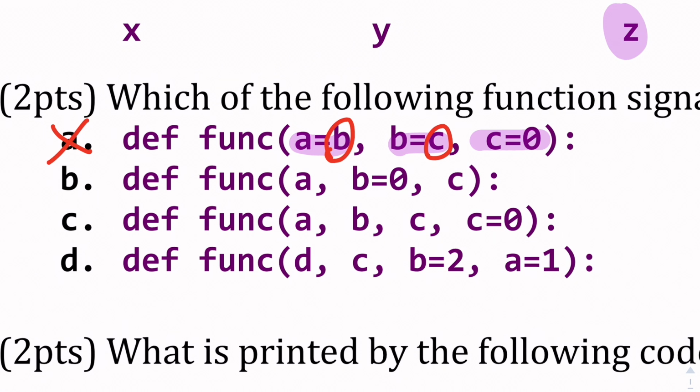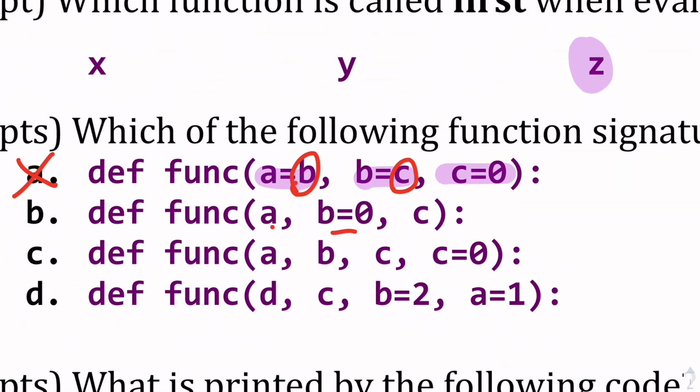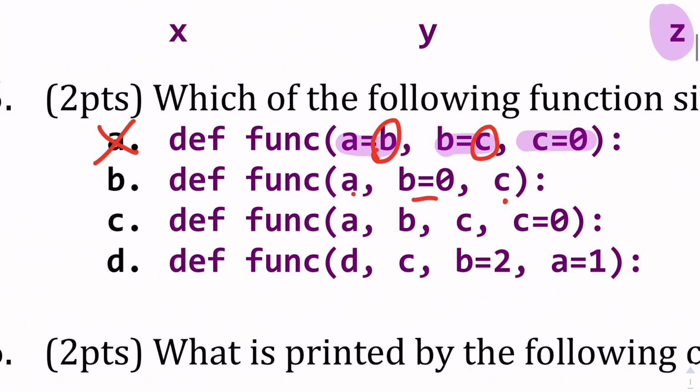What about number b? So def func a, and then b equals 0, and then c. Remember the rule: you have to put the default parameters after all the positionals. So this one won't work.